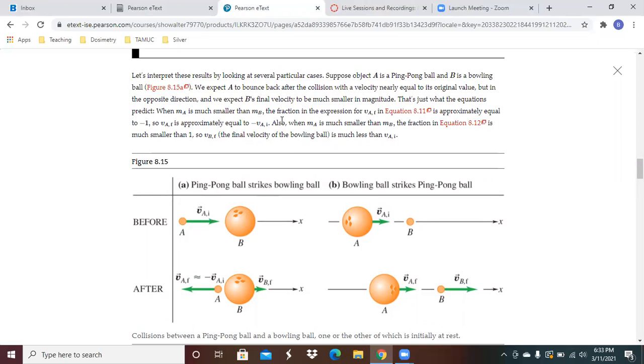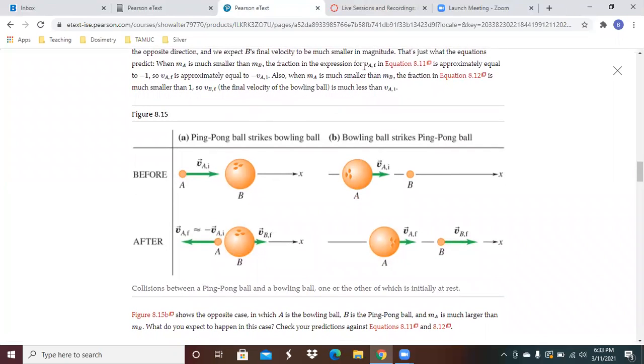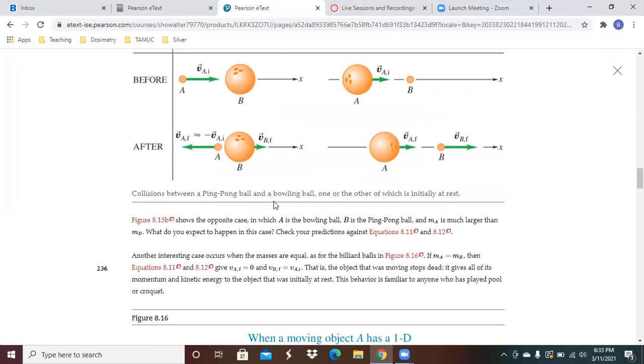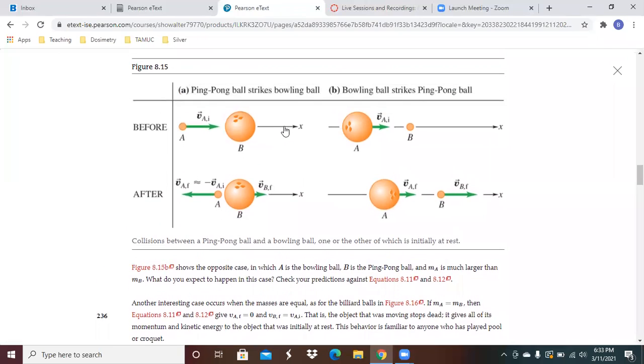Even though mass A is much smaller than mass B, the fraction in the expression for this is approximately equal to -1. So velocity in A is approximately equal to what it was initially, just pointed in the other direction. So what you're looking at here is A coming in, hitting B, and bouncing off at almost the same velocity, just in the opposite direction. It will cause a little bit of motion here, but not a heck of a lot.